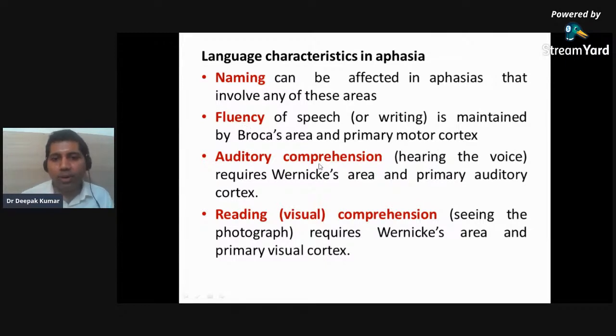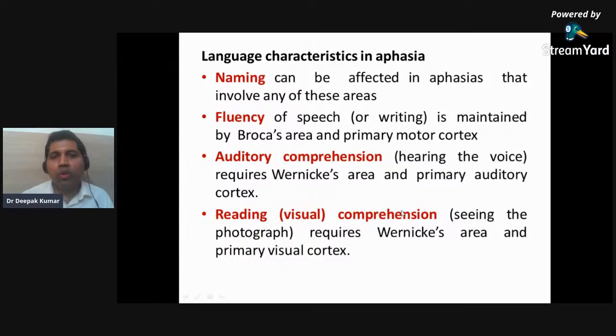Next is auditory comprehension, like hearing the voice. This requires Wernicke's area and primary auditory cortex. Right? Like the thunder, you heard it and you have to comprehend, like you have to process that information and do the semantic processing. For that, you need Wernicke's area and primary auditory cortex. If either of these is damaged, then auditory comprehension is impacted.